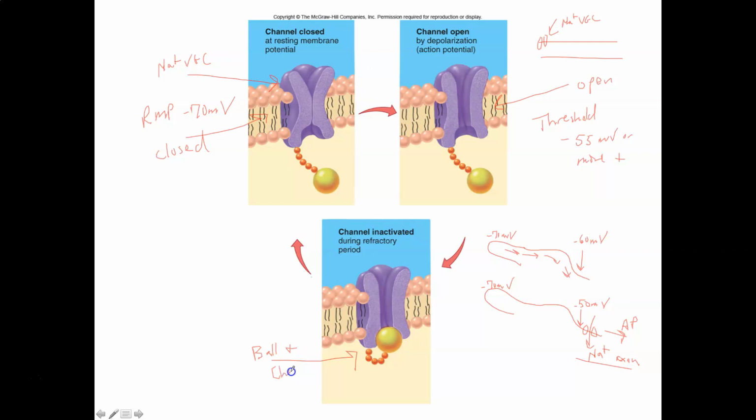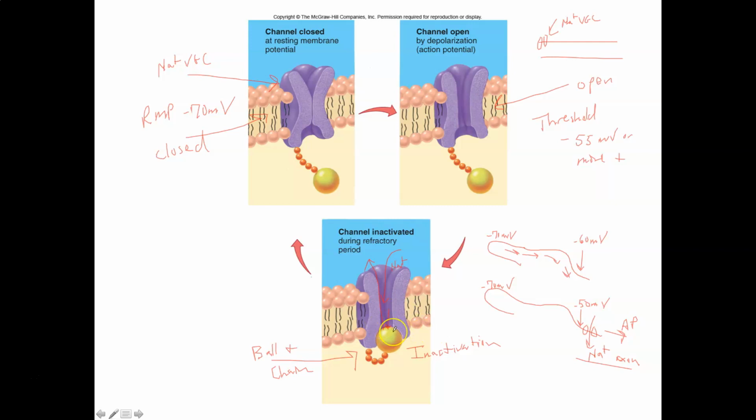And this ball and chain structure is what's going to lead to the inactivation of this sodium voltage gated channel. So if the ball and chain is fitting into the opening of the channel, it's disrupting the channel. So even if sodium was to try to enter into the cell, it cannot. It's going to hit the ball and chain structure and then it's going to bounce off.